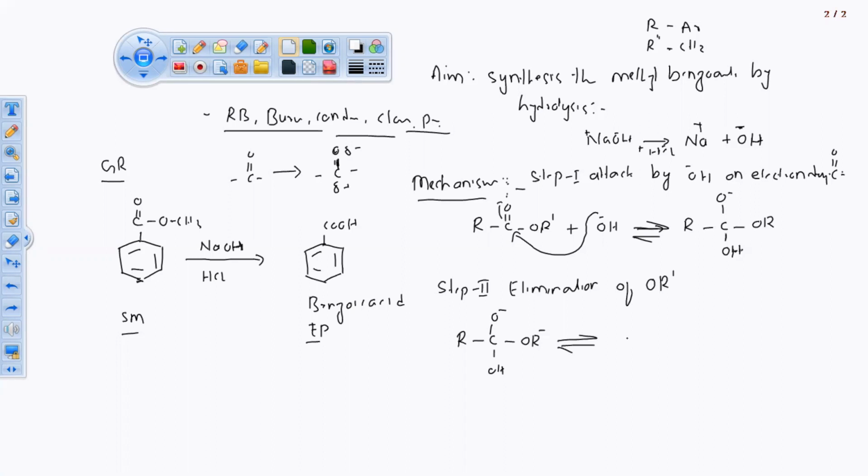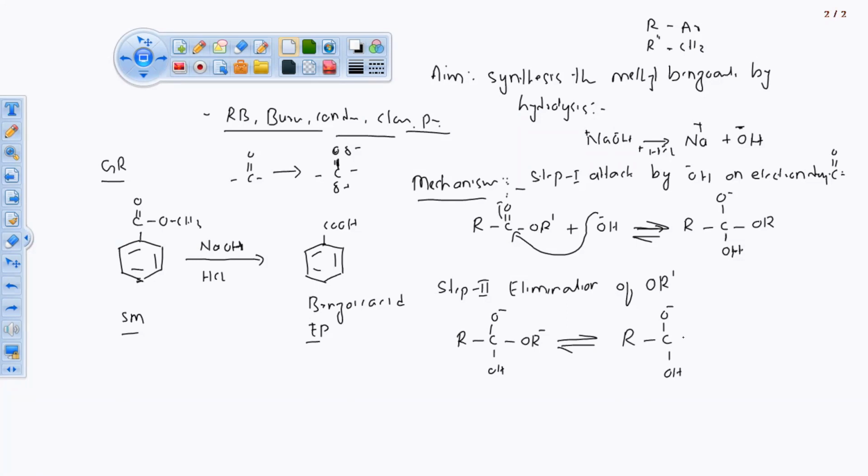Now, what will happen? Elimination of OR from the reaction. When we eliminate OR, because we already had OH eliminated, OR is left with this negative charge. It will react with the sodium ion, and then sodium OR, such as sodium methoxide, will get eliminated. But in this reaction we are going to write the general reaction process, because we are not mentioning sodium in the reaction, but it is understood that it got eliminated with the sodium particles.